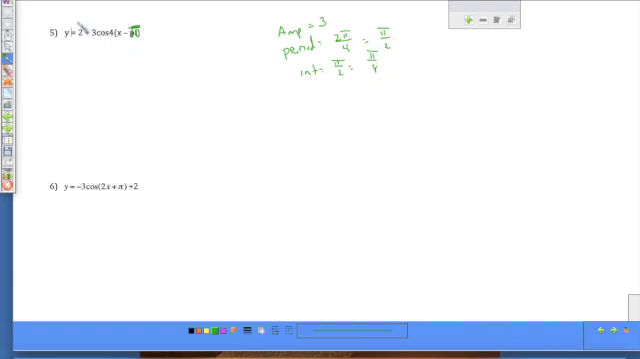Okay, this 2 here is moving our graph up 2. And this right here at the end, the x minus pi, is moving it right pi units. Okay, so I'm going to draw like this. Okay, I know we're going up 2 units, so the axis of our wave is now at 2.